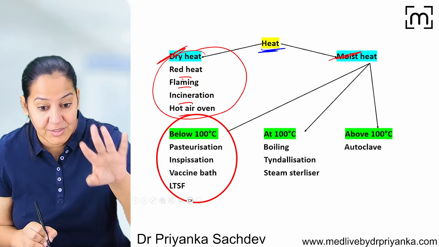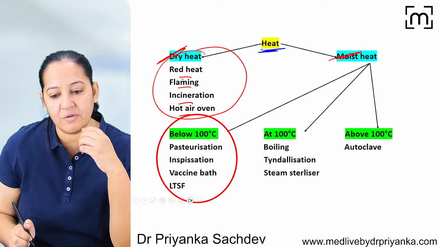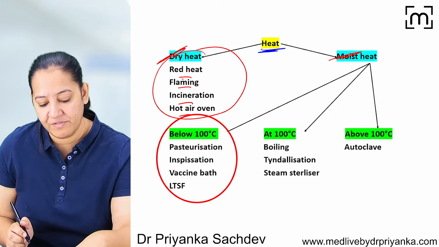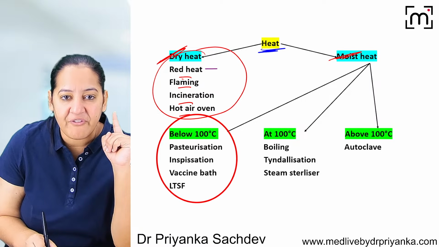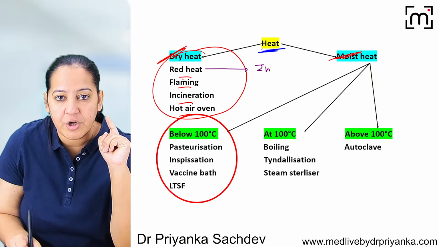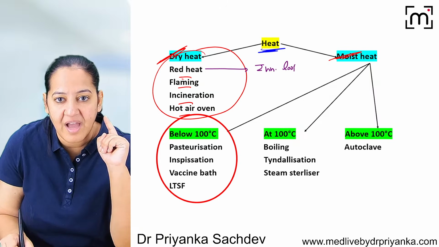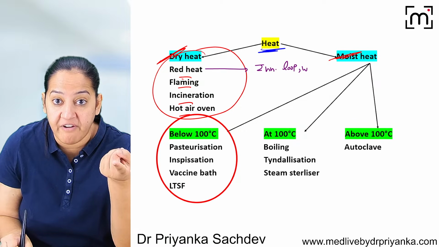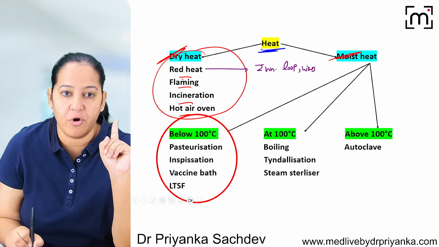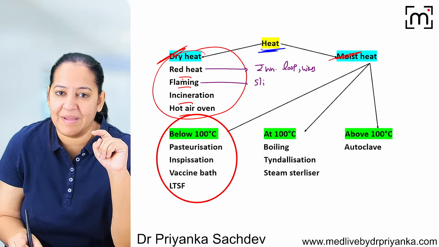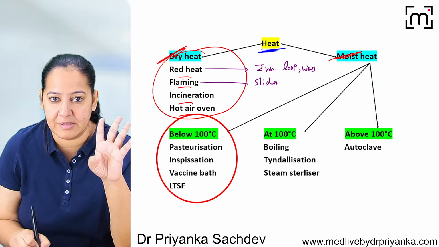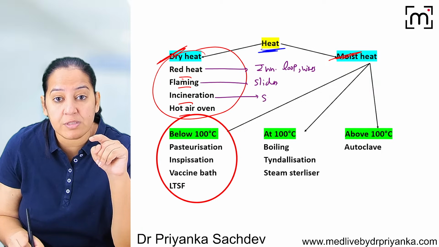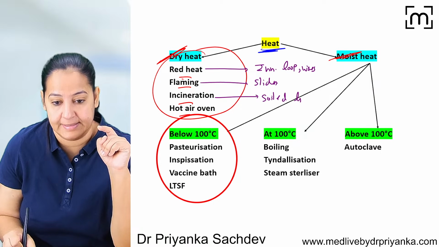First learn these 4 methods which come in dry heat. Now tell me the examples of all of them one by one. Example of red heat is inoculation loop. We sterilize an inoculation loop and inoculation wire with red heat, the tip of the inoculation loop. Flaming is used for simply glass slides, but it is not a recommended method. Incineration is used for soiled linen.